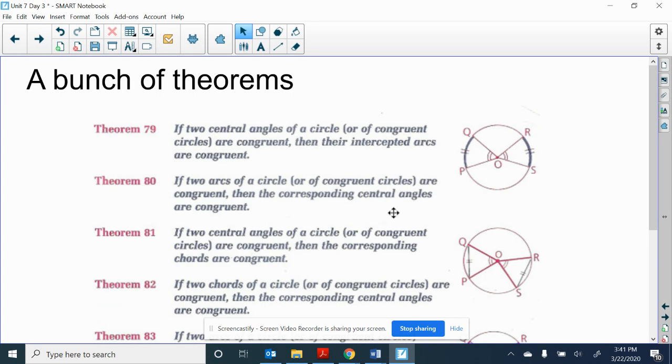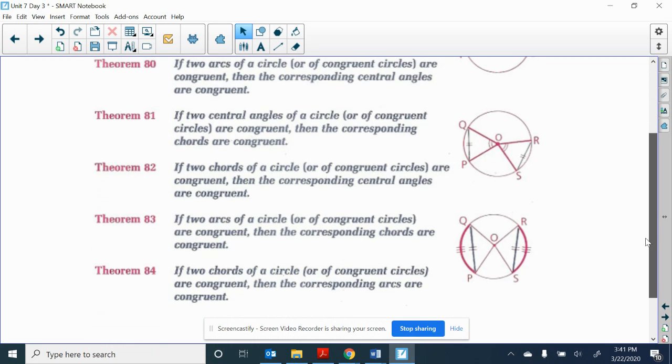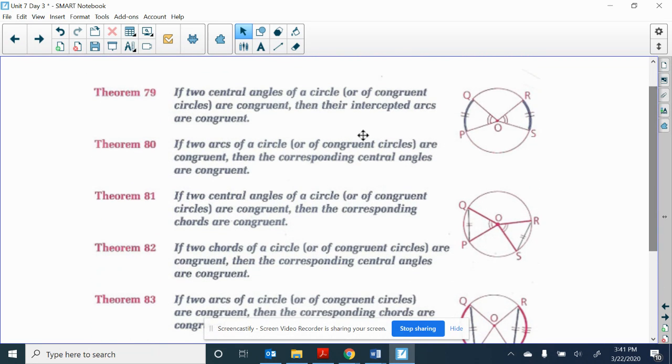Okay, so as I said, this section has a bunch of theorems. Luckily for us, all 6 of these theorems are related to each other. So Theorem 79 and Theorem 80 are converses, and they say the central angles are congruent if and only if the arcs they intercept are congruent. So if you have the angles, you get the arcs, and if you have the arcs, you get the angles.